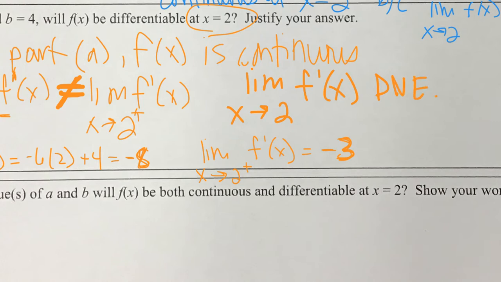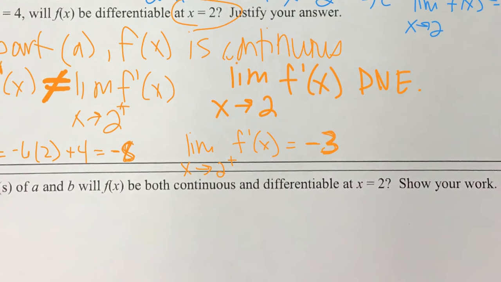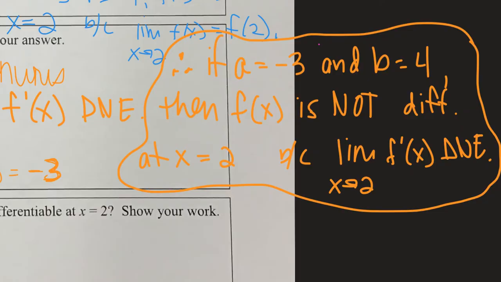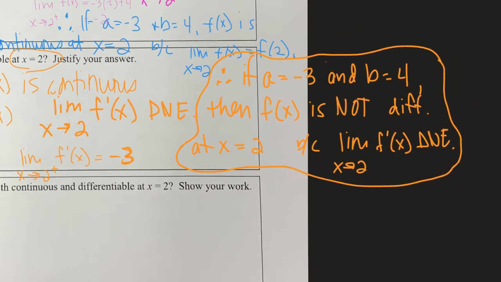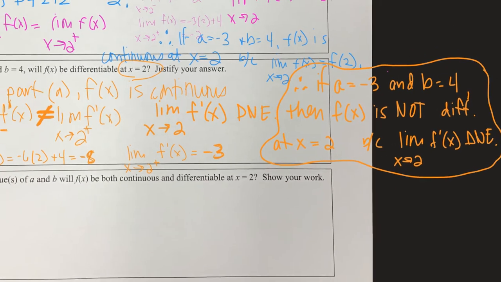Okay, so then we put this all together in a nice complete sentence. If a is -3 and b is 4, then f of x is not differentiable at x equals 2 because the limit does not exist. Okay, all those words. So there's not a whole lot of room in your box. I understand, kids in class, but hopefully that would all fit in there for you.